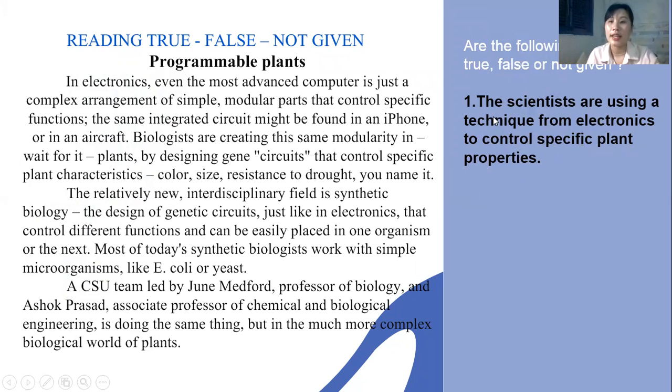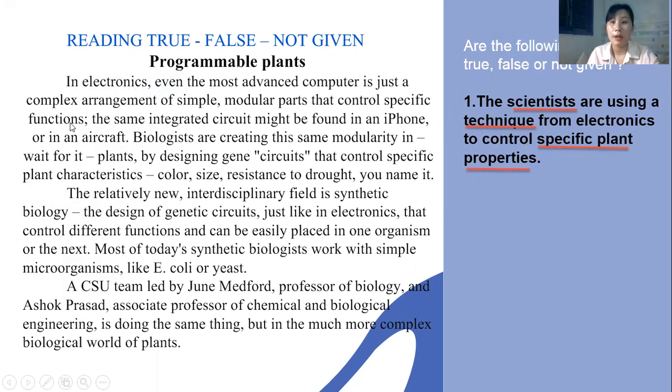And the second thing is, you have to write out the keywords and skim. So the keywords for the first question are scientist, technique, and specific plant properties. Normally, the first statement follows the first paragraph here. So let's look at the first paragraph.